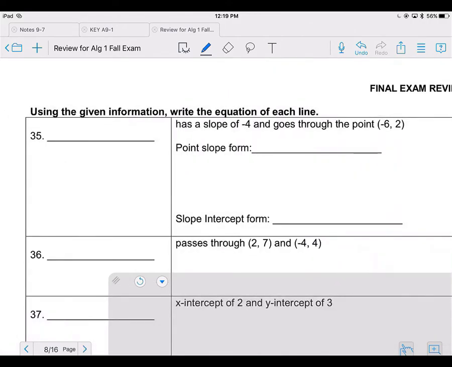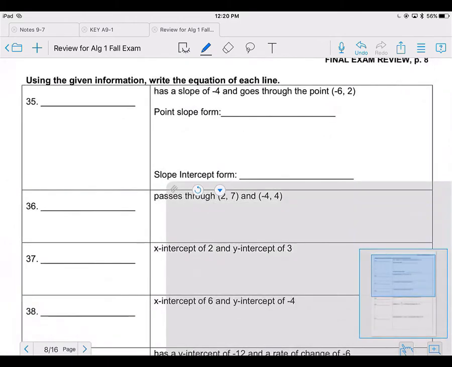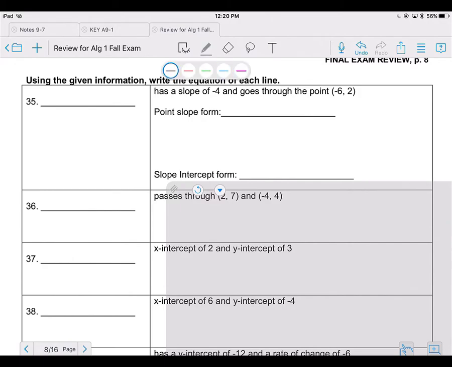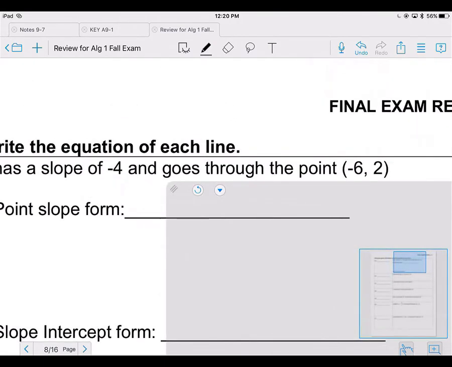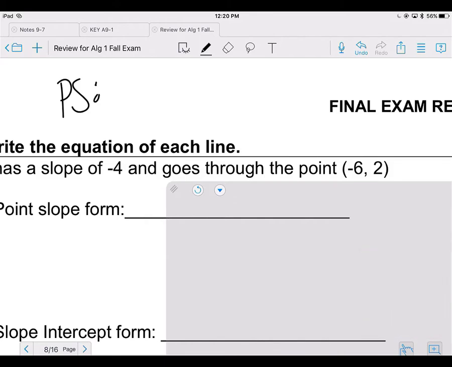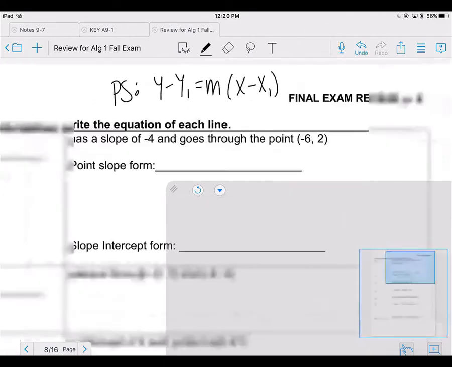And the last page for this one, we're going to start writing a bunch of equations of lines. So on 35, they asked me to write an equation that has a slope of negative 4 and goes through the point negative 6, 2. So for a lot of these, we're going to need point slope form. Point slope form is y minus y1 equals m(x minus x1).